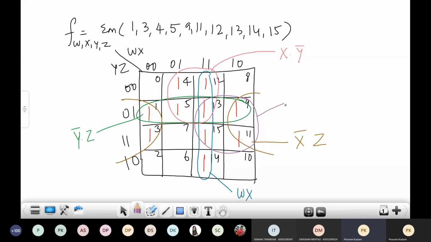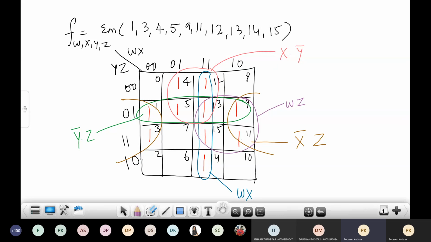This is also a prime implicant. What is the resulting product term if you combine 9, 11, 13 and 15? It is WZ, right? So there are a total of 5 prime implicants in this sum. Now I know that not all prime implicants must be included in the minimal expression, because a few of these will be sufficient to cover all the one cells. So I'm not going to include all these prime implicants in the minimal function. Now we have to find out which one to include and which one to exclude.